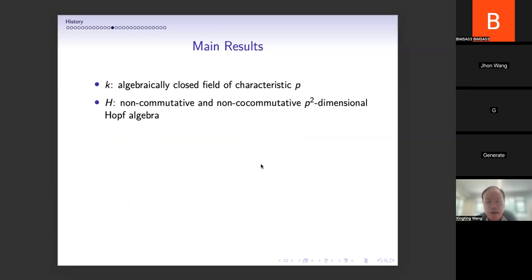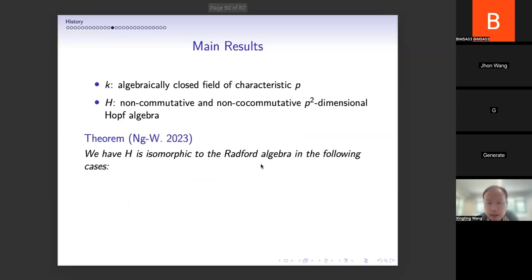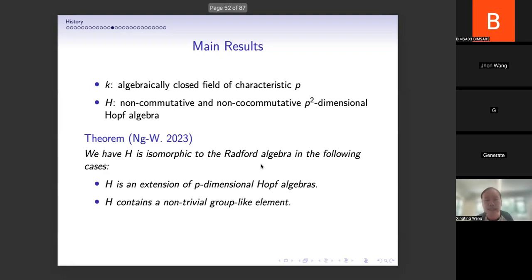Then comes the second characterization. We have similar conditions. We have the following cases where we can prove Radford is the only non-commutative, non-cocommutative one. First, if all these p-squared ones come from extensions of p-dimensional ones. Second, if we know H has a non-trivial group-like, so you have a subgroup inside.